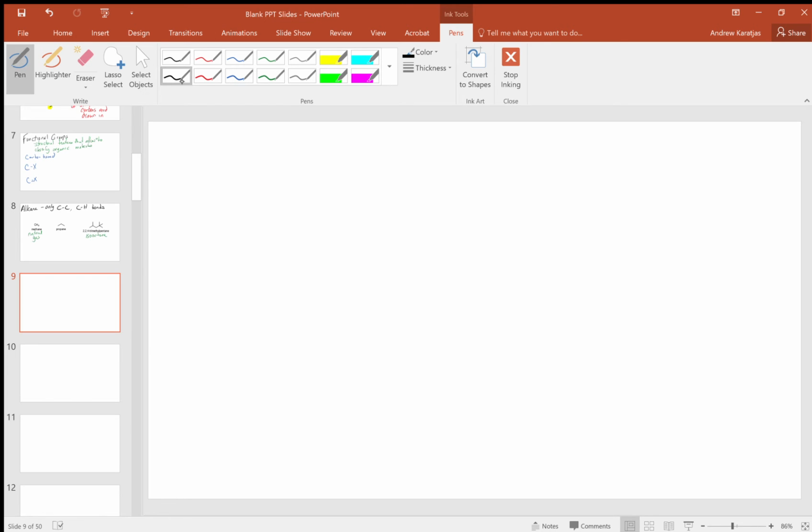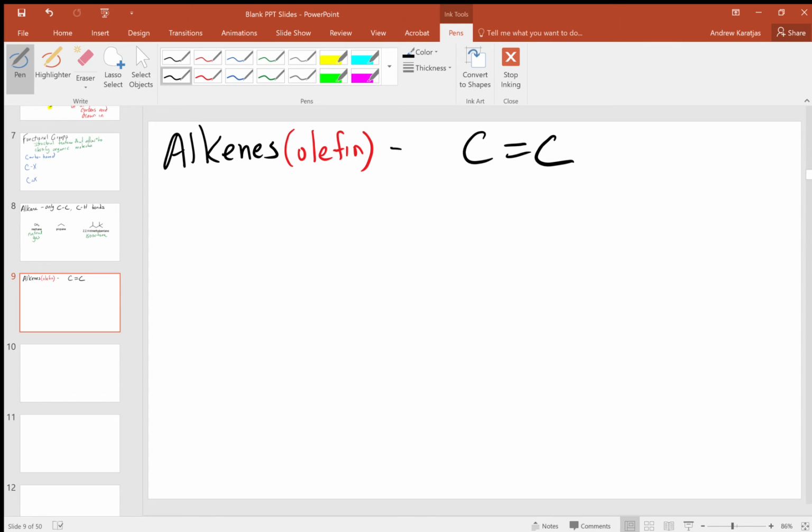From alkanes, we move to alkenes. Alkenes, which are sometimes referred to by this old-fashioned name, olefin, are carbon-carbon double bonds.